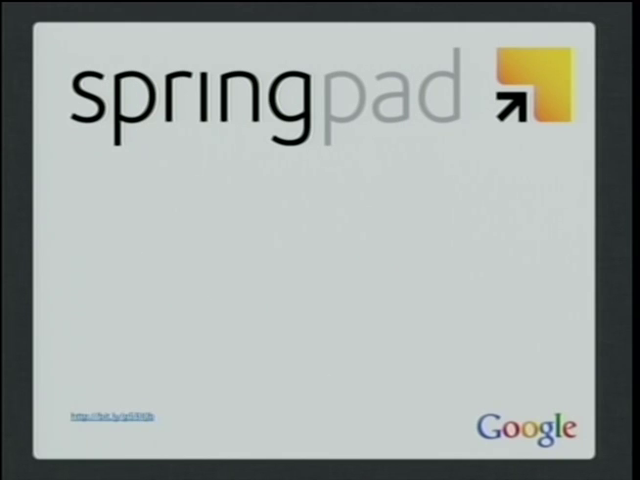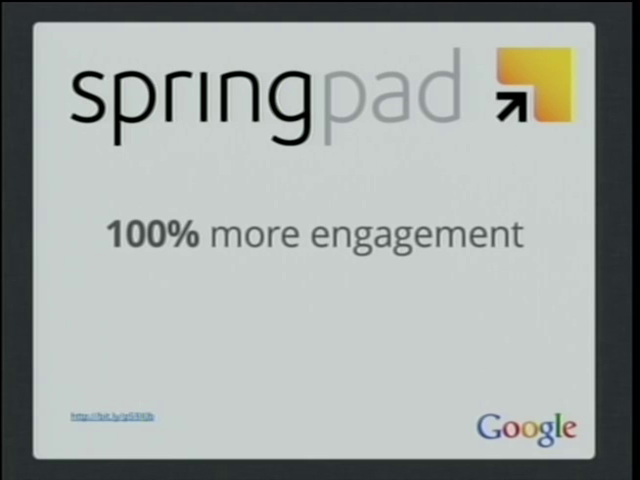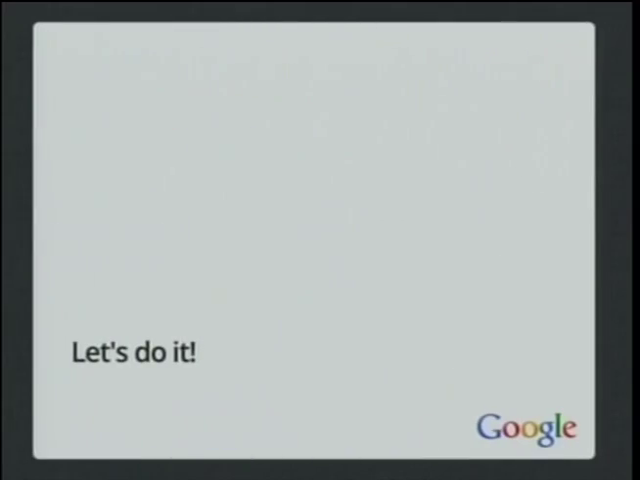SpringPad, we saw them earlier, right? 100% more engagement from their users. People spend 100% more time. They spent double the amount of time in SpringPad than they did otherwise. All right, so how do we do it?